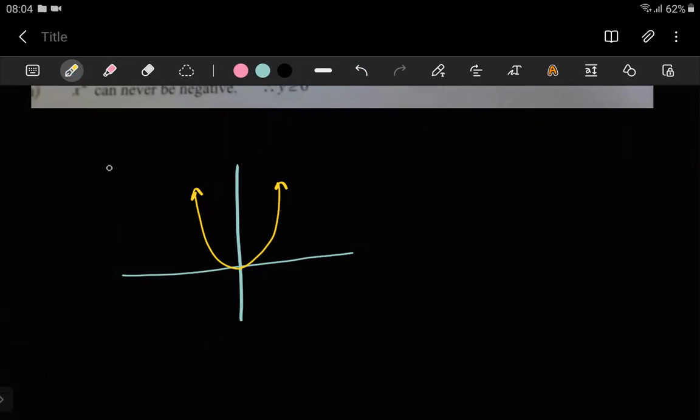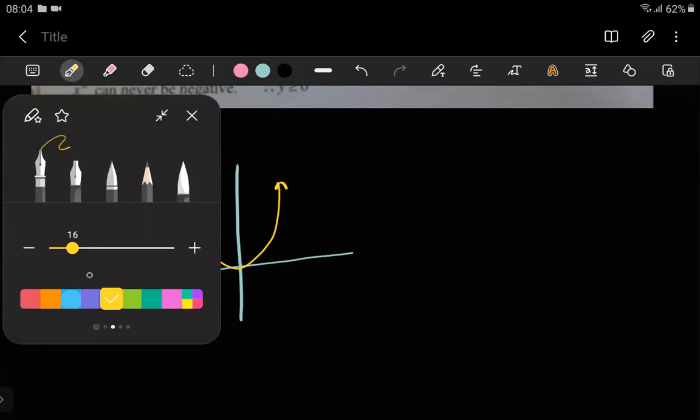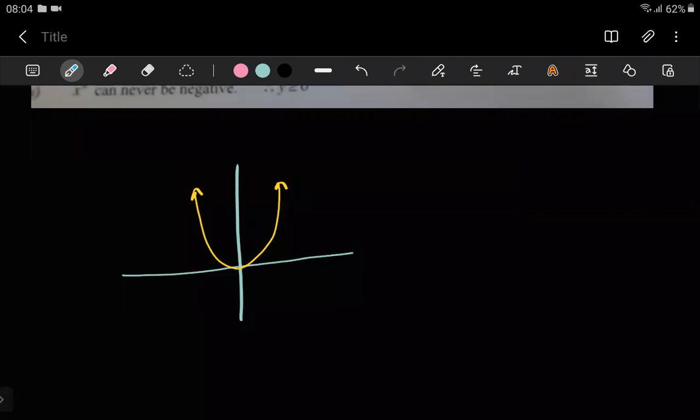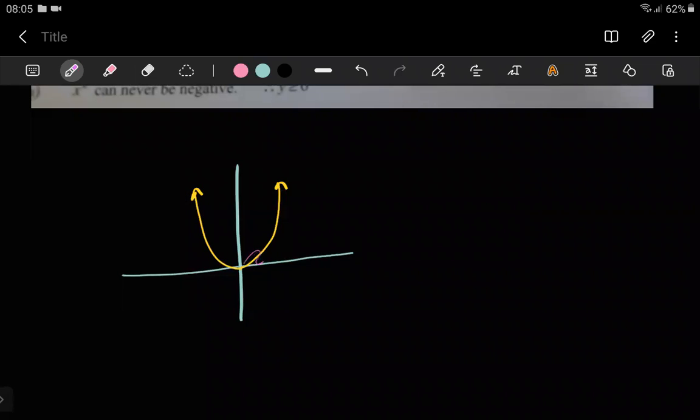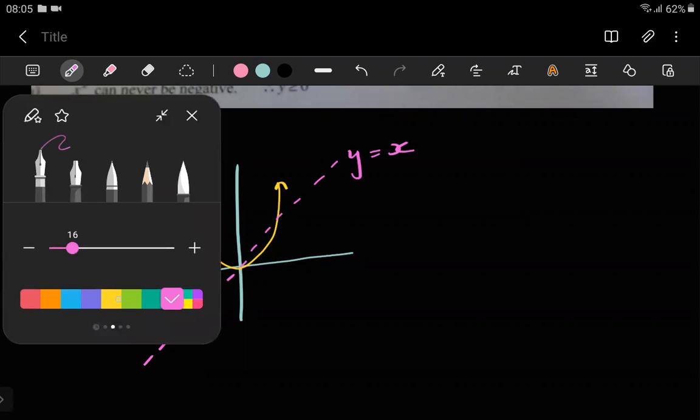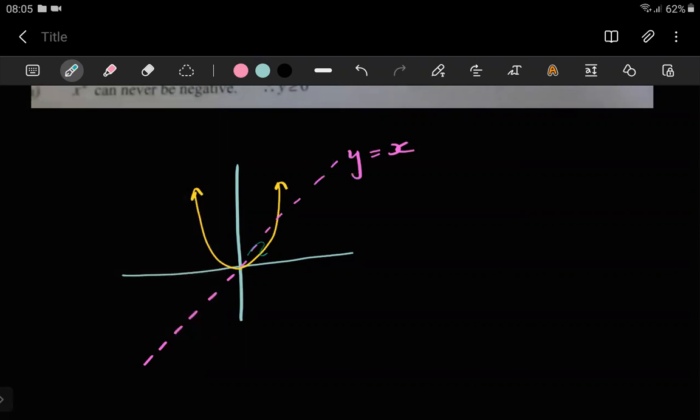So the inverse of this graph will look something like, let me just draw the line of inverse first. So the line of inverse will be this line. This is the line y is equal to x. And yes, it will always just be this line, y is equal to x. It won't be any other line. So the inverse of this graph will need to be a reflection about this line here.